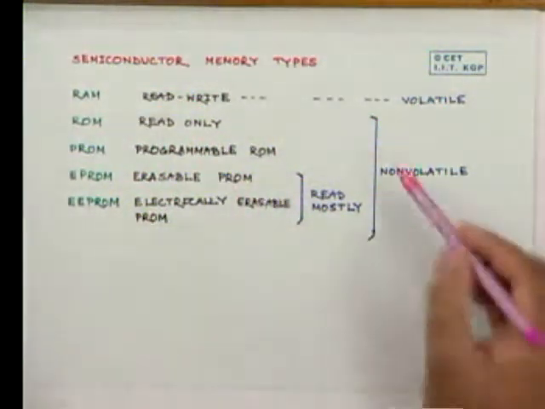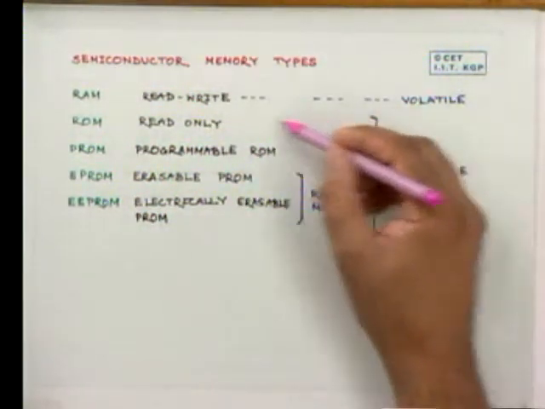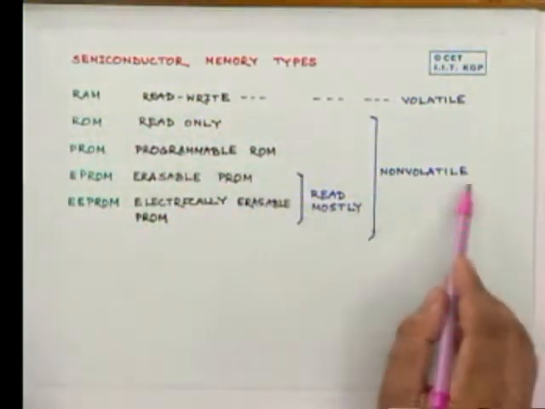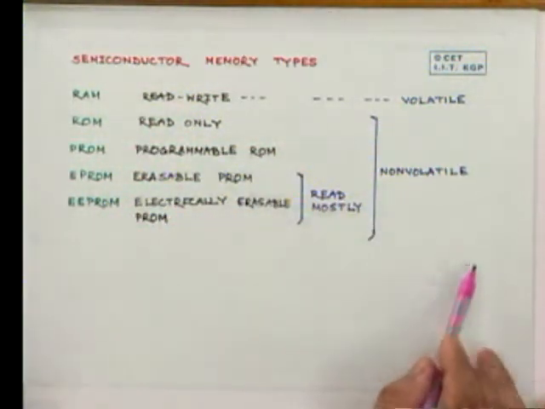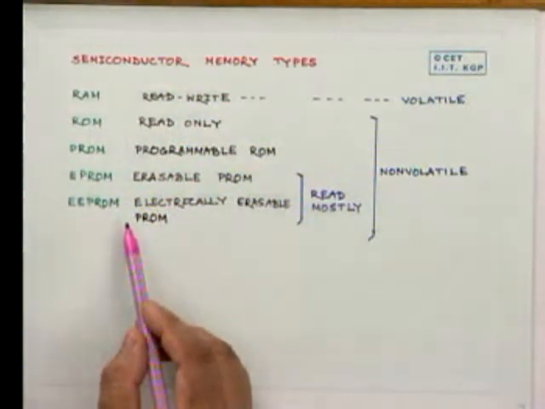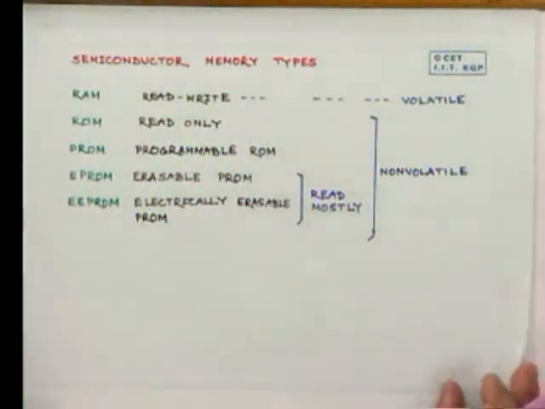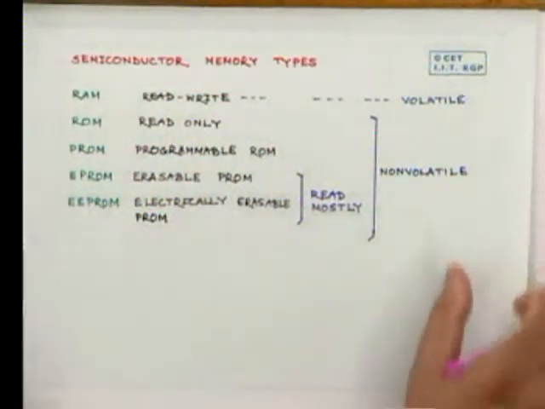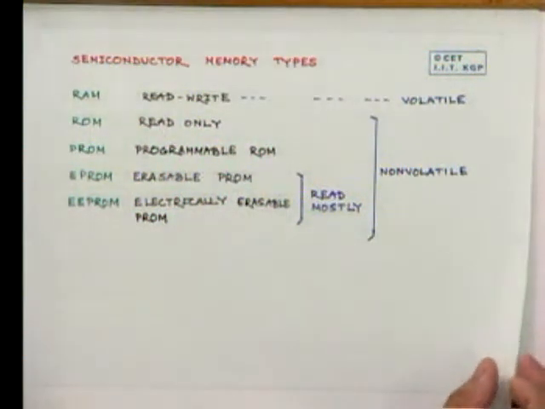Now, all from ROM to EEPROM are non-volatile, which means if the power goes off, the content remains. That is why it's called non-volatile. So far, these are the semiconductor memories.